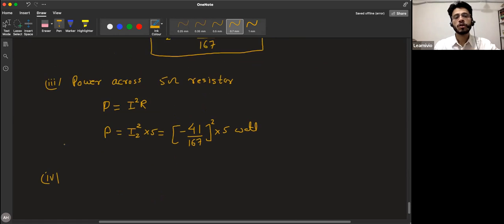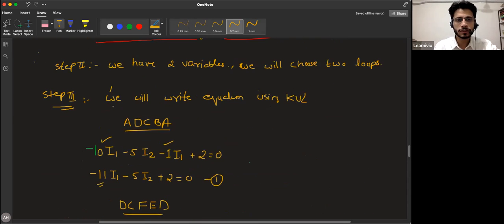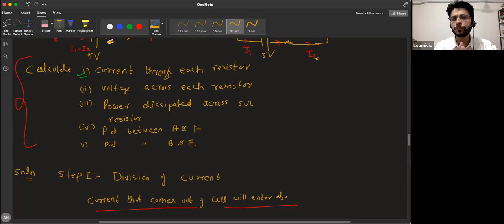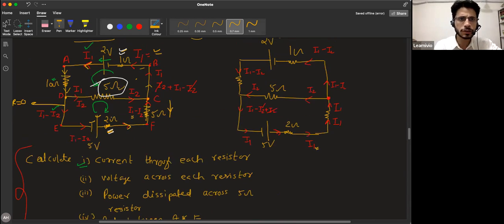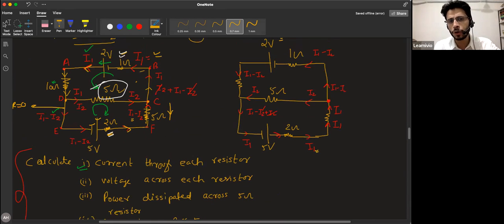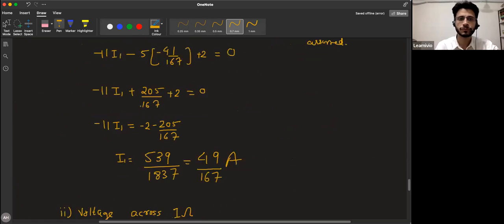Now, the next part is a bit tricky. This type of question is tricky. Potential difference between A and F. To calculate the potential difference between A and F, we will start from A and go up to F through any route, and keep on adding all voltages which lie in this. From A to F, we can go from A to B, then B to C, then C to F. Or A to D, D to E, E to F. Or A to D, D to C, C to F. It does not matter what path you choose, you will get the same answer. So I'm choosing this route, A, B, C, F.